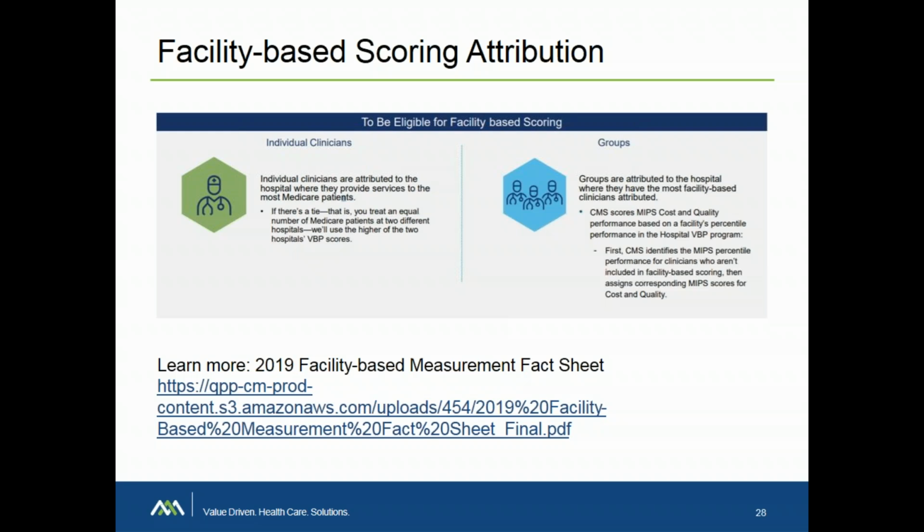This slide breaks down if a clinician were going to multiple facilities and all of the facilities they went to all had eligible value-based purchasing scores, then how would they determine which score would be applied? And essentially it would go to whichever facility had the higher score, unless there was a clear indicator that one of those facilities was utilized more than the other.